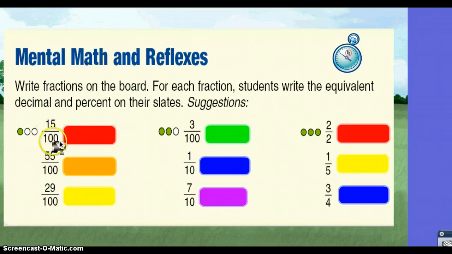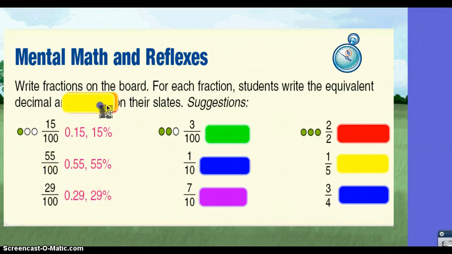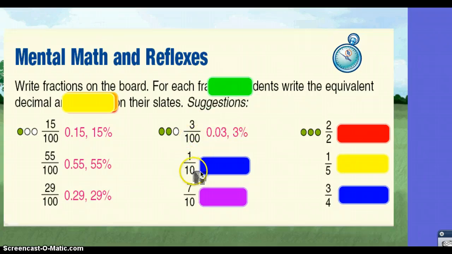Okay, 15 hundredths is written as what decimal and what percent? 0.15, 15%. 55 hundredths, 0.55 and 55%. 29 hundredths, 0.29 and 29%. 3 hundredths, 0.03 and 3%. 1/10, 0.1 and 10%. 7/10, 0.7 and 70%.